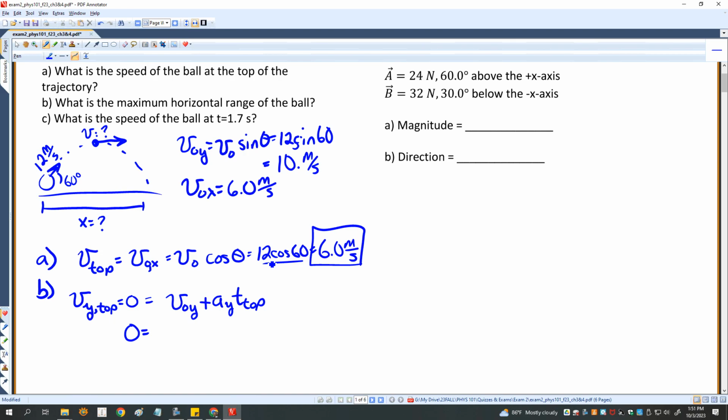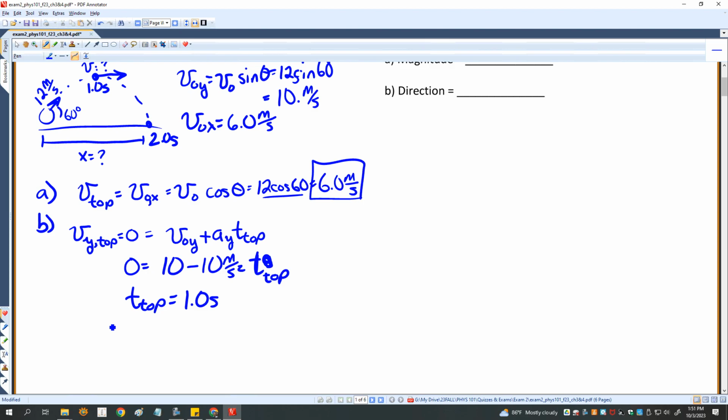All right, so 0 is equal to v naught y, which is 10 meters per second, minus 10 meters per second squared times t top. If I solve that for t top, I find that t top is equal to 1.0 seconds. That means at the top of the trajectory I have 1.0 seconds, so down here 2.0 seconds has elapsed. So the total time is equal to 2 times t top, or 2 times 1, or 2.0 seconds.